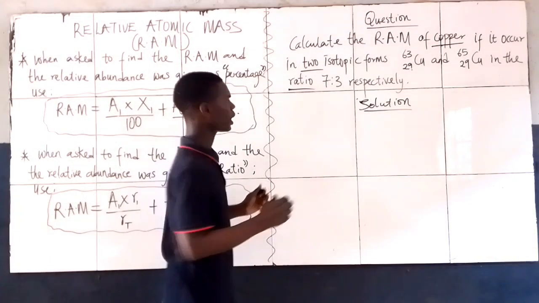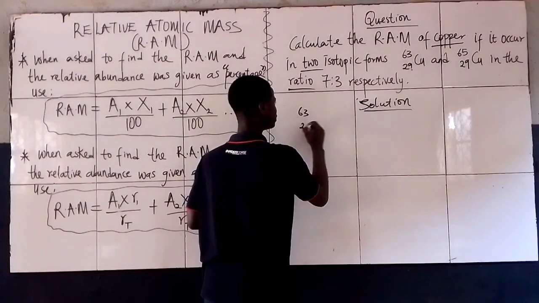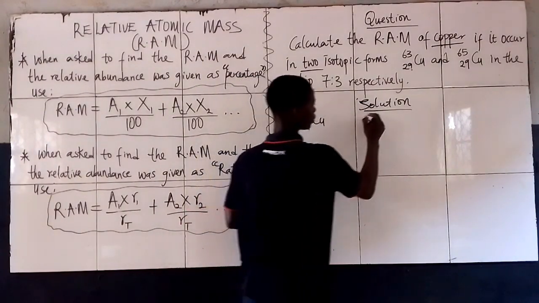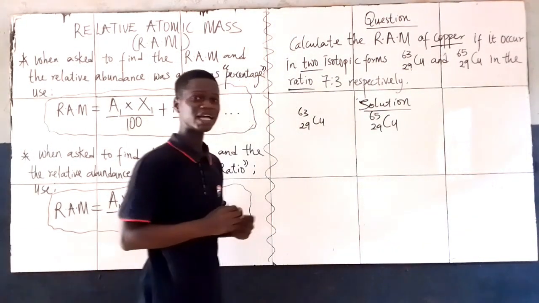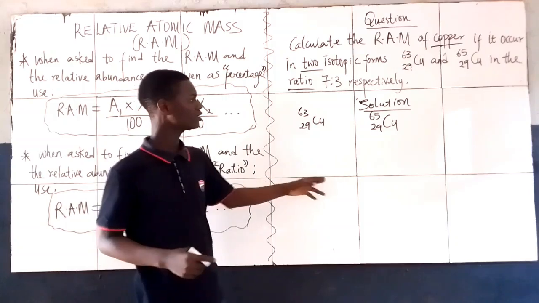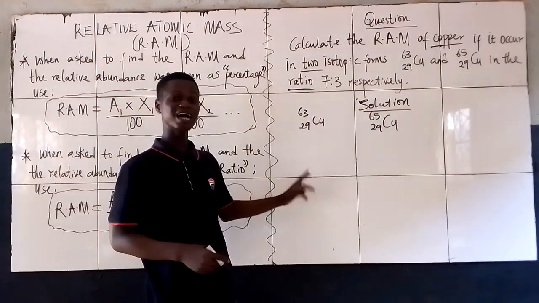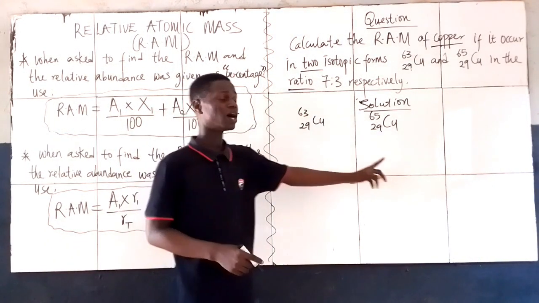Now write out the two isotopes: copper-63 and copper-65. Now analyze them. What is the A1? What is the A2? What is the R1? Because we are dealing with ratio. And what is the R2?